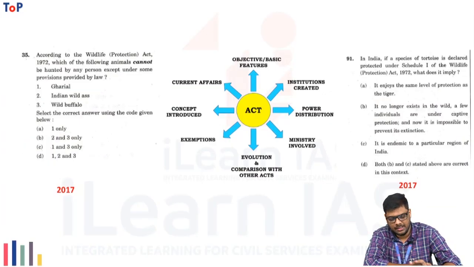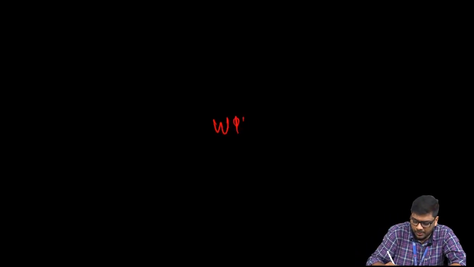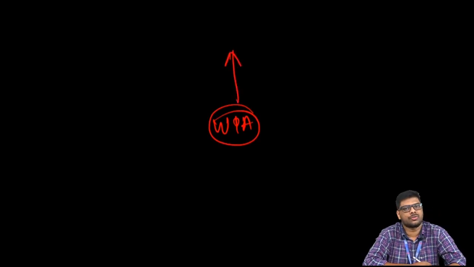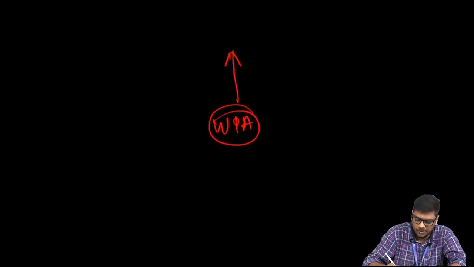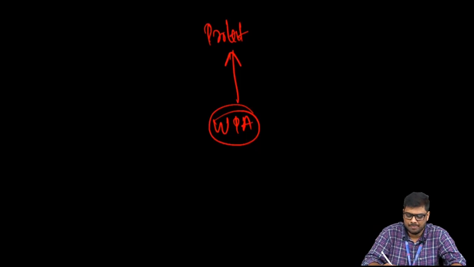So let me explain using an example. Take the example of the Wildlife Protection Act. What is the basic objective of the Wildlife Protection Act? The basic objective is to protect wildlife, not to find a balance between wildlife and man. It's simply there to protect wildlife.